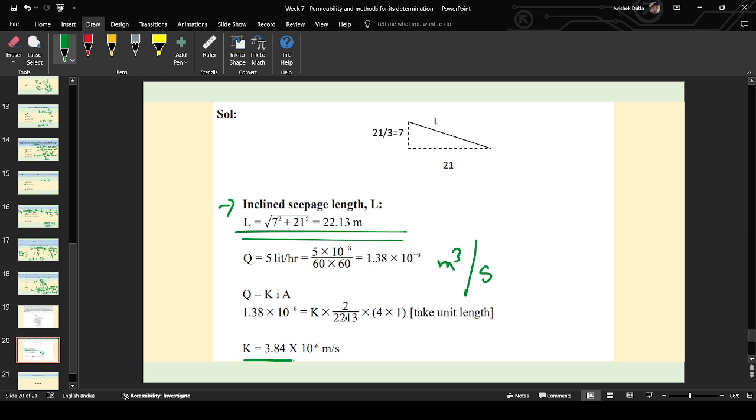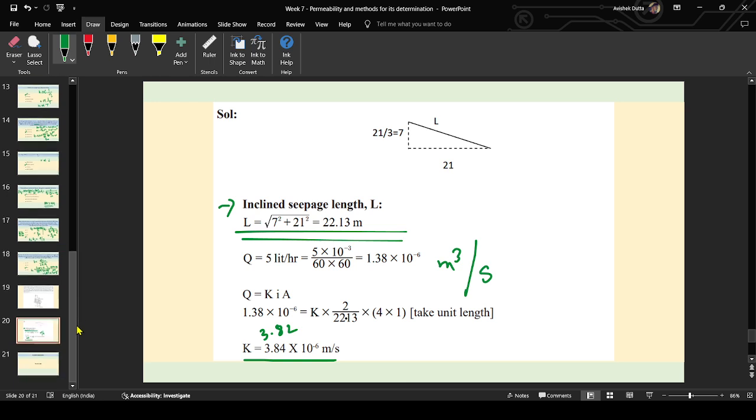I think it ranges from 3.82 to 3.84. So even if someone has got 3.82, that might be correct. Please check once. So 3.84 into 10 to the power minus 6 meter per second. This is the answer you got, right? Yes, sir. Exactly. I got 3.84. Okay, fine, good. So I believe this was the last of the questions. Yes, this is the last question.